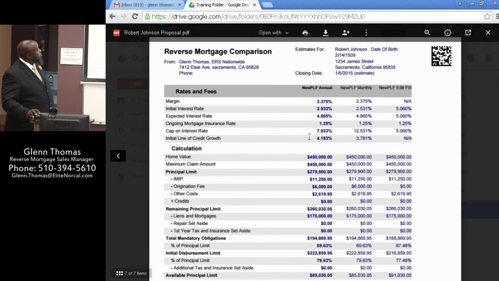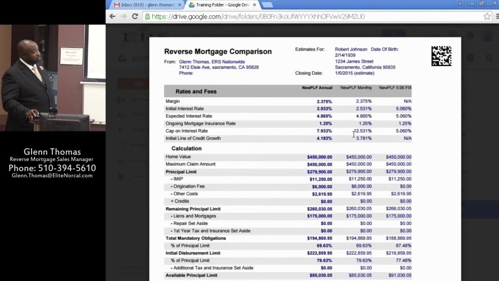So this way, all the options are lined out right here. See? The cap rate on this is 7.9, so the most it can go up is 5%. But on this monthly, it can go all the way up to 12%. So that's what I'm saying. I'm giving them this because I'd rather give them the best product versus give myself the best product.